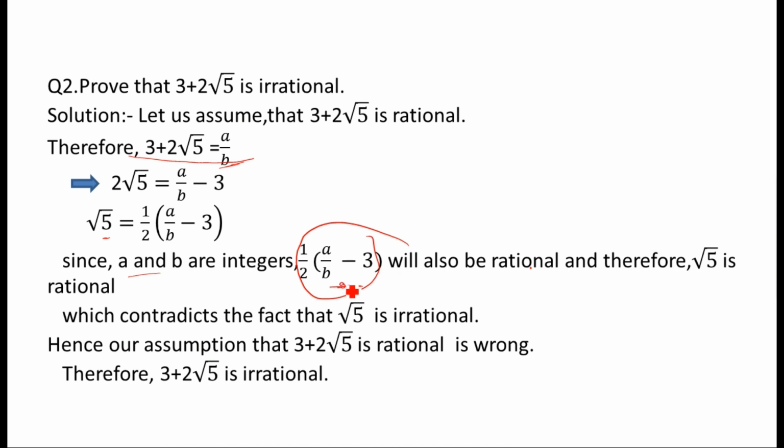On multiplication of a rational number with some rational number, again we get a rational number, which is a contradiction to the fact that root 5 is an irrational number, because in question number 1 we have proved that root 5 is an irrational number. This gives a contradiction to the fact that we have taken 3 plus 2 root 5 as a rational number. Therefore, 3 plus 2 root 5 is an irrational number.